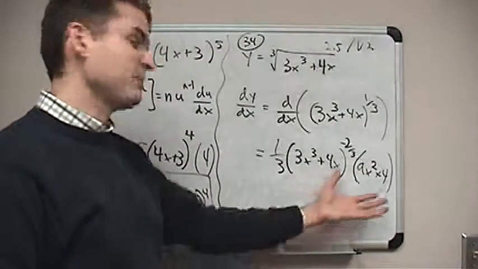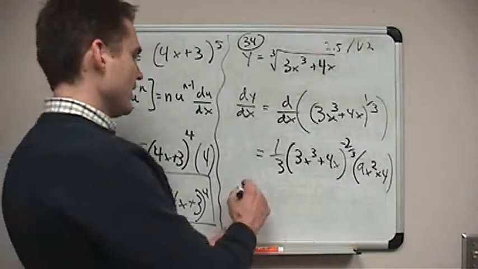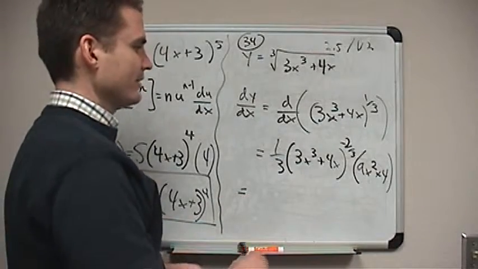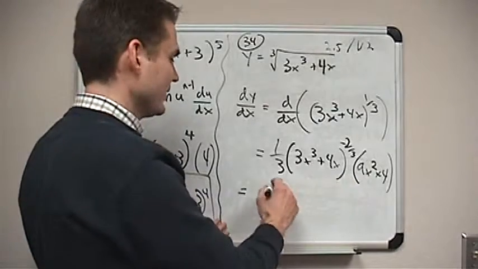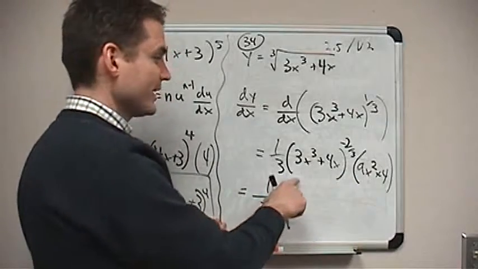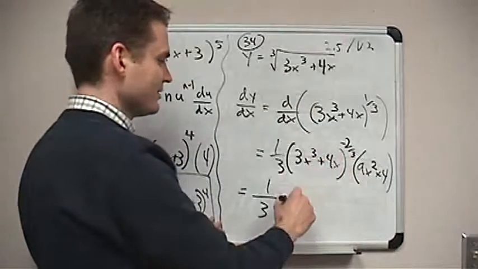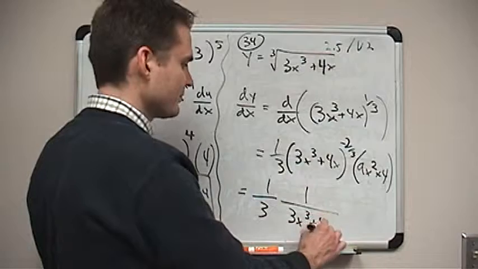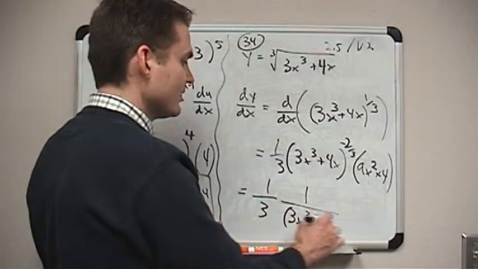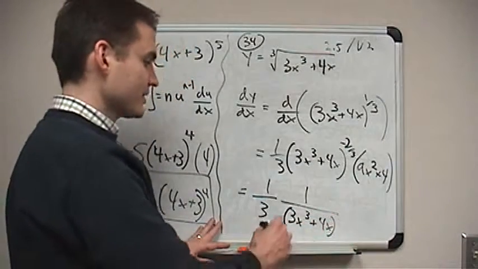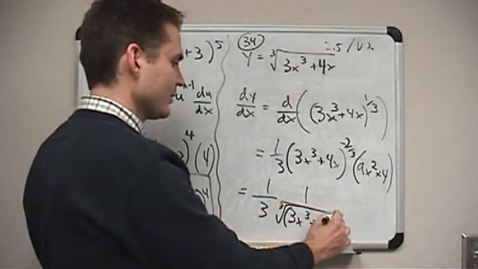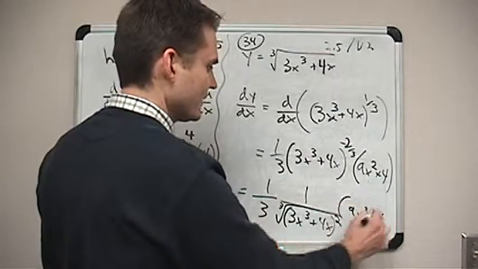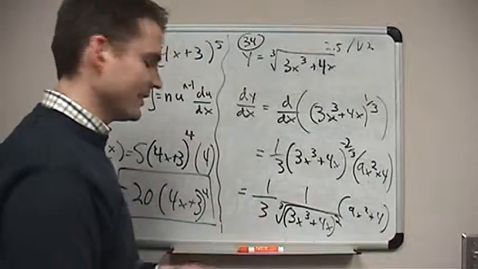Basically, we're done with this problem. We just need to simplify things. In the back of the book on one like this, there are a couple of things the book was always going to do. For instance, what about this power? Well, it's 1/3. We've got 1/3 times this stuff to the power negative 2/3. So we can write that as 1 over 3x cubed plus 4x to the power 2/3, which is also the cube root of that quantity squared, times 9x squared plus 4. And basically that's going to be the final answer.